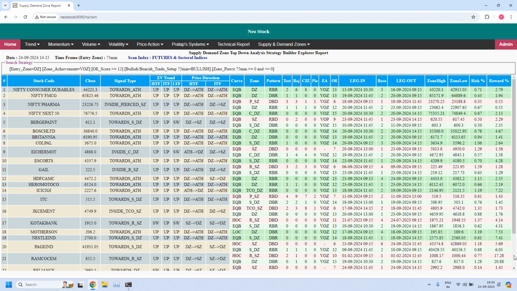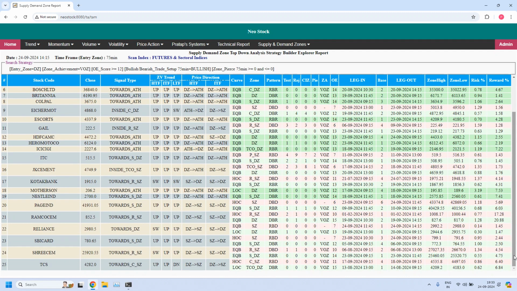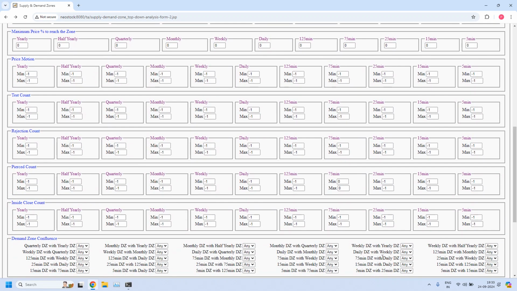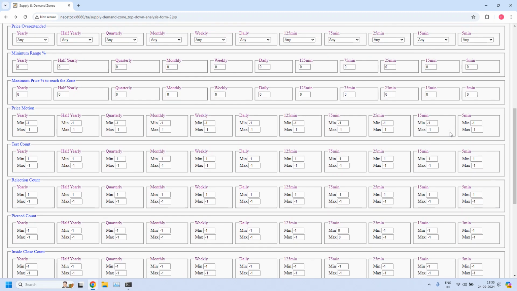Now let me scroll the list down. So total 25 stocks are filtered. All these 25 stocks are currently supporting bullish trade setup for weekly income trade. Now let us verify how many of these stocks are having ITF confluence. So entry time frame 75 minutes, ITF is daily. So 75 minutes zone should be part of the daily zone. Let's verify in the demand zone confluence. We need to enable the filter 75 minutes demand zone with daily demand zone confluence. Now let's verify.